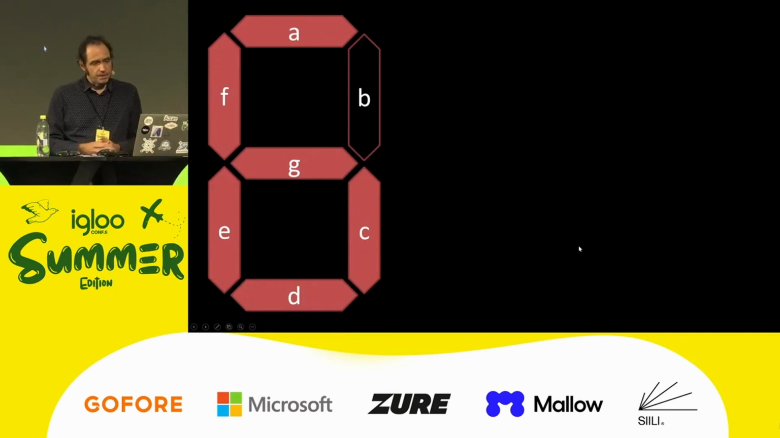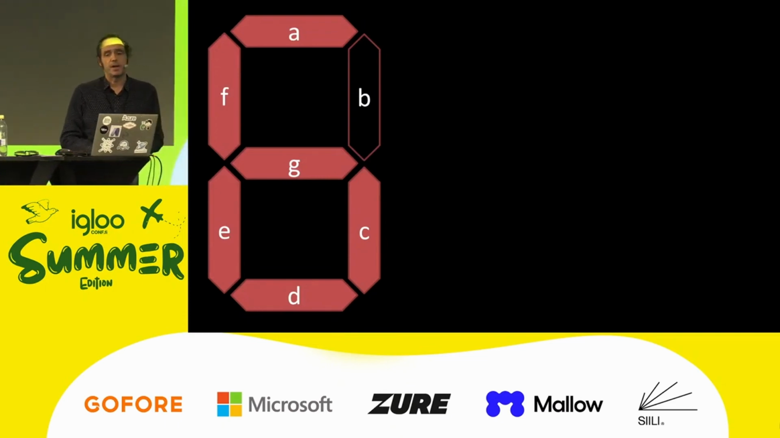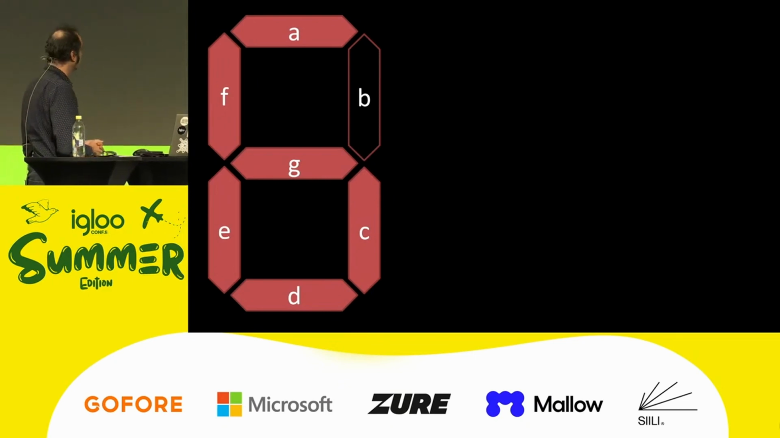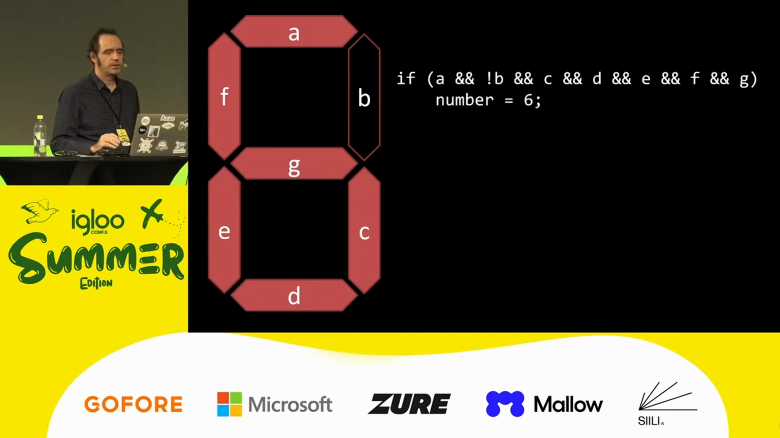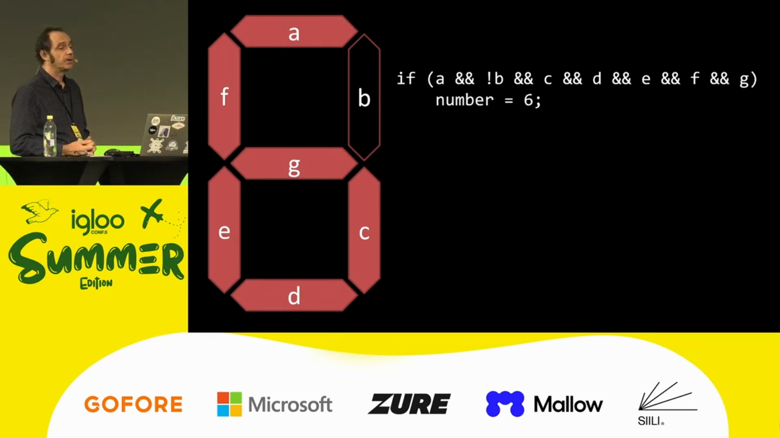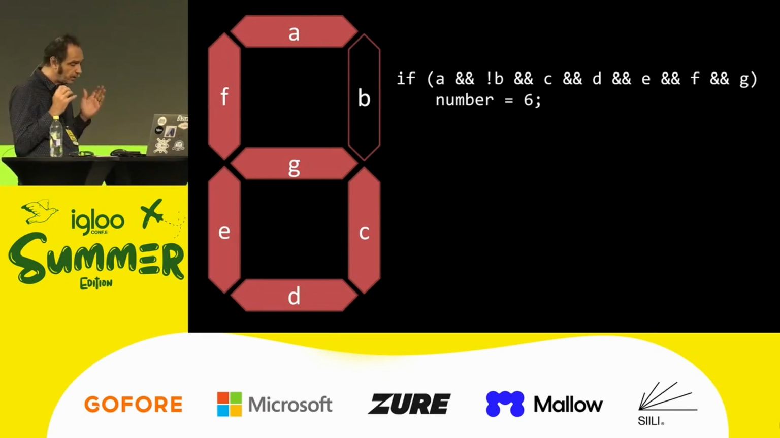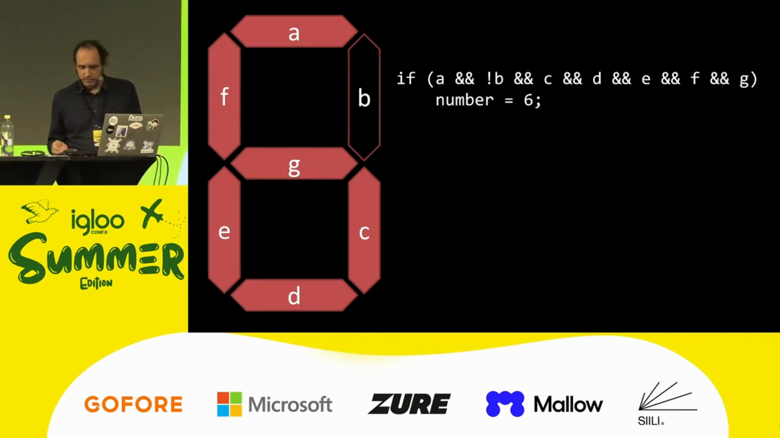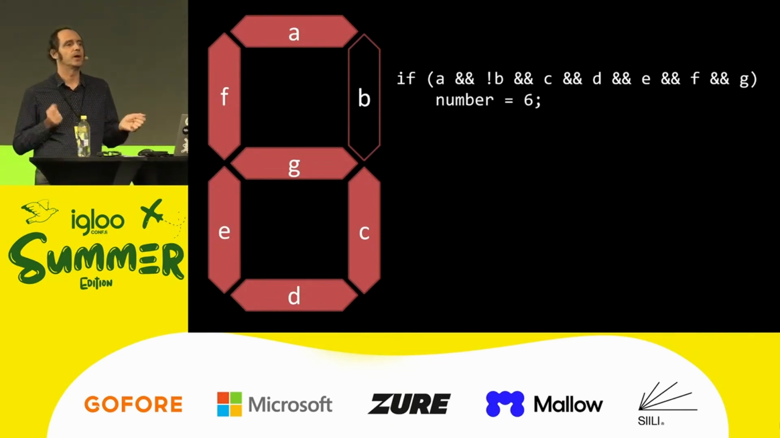So this is a 7-segment LED display, or LCD display. What you could do is you could write code that could basically understand what type of figure that is. Fairly easy: if A and not B, and C and D and E and F and G, then the number is going to be 6. And what we're doing here is we're making binary decisions. We're dealing with logic, we're dealing with ands, and we're dealing with true and false.